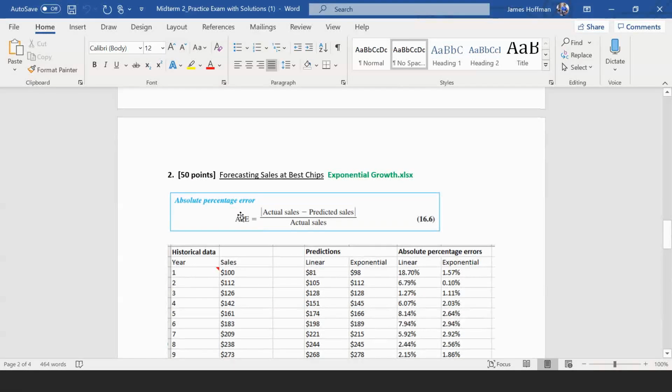Okay, so this is the general equation for the APE. Just plug in the actual data minus the prediction, divided by the actual, then put that in percent terms and take the absolute value.